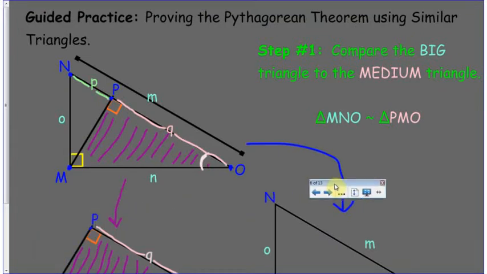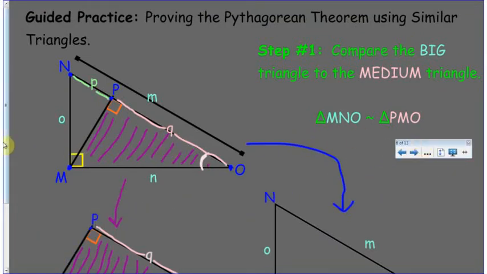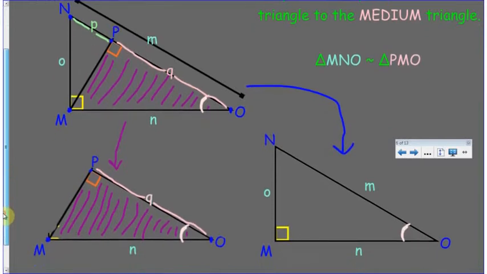So let's get started. First step, we're going to compare the medium triangle to the big triangle. To make it clear for us, I took the medium triangle, which is here shaded in purple, and I just made a replica down here, same exact size. And I took the large triangle and I made a replica down here. You also want to notice that both the medium triangle and the large triangle share this angle O. It's the exact same angle, so I marked it congruent in both. Angle O is congruent to angle O. And of course we have this 90-degree angle and this 90-degree angle.